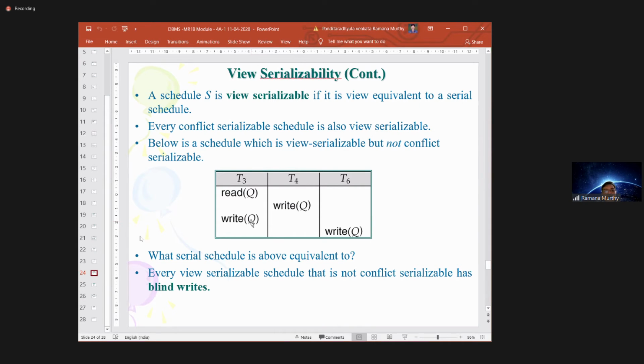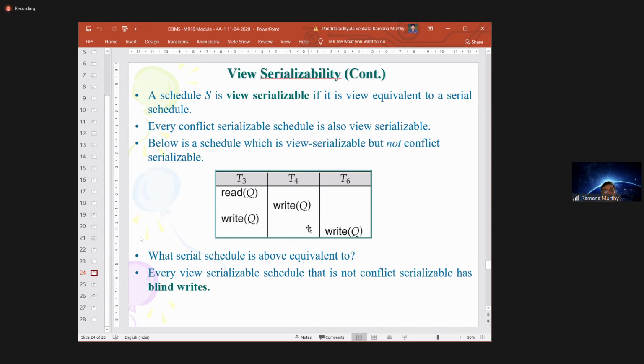Similarly, the modification by T3 and T6 doesn't matter. Okay, it is not conflict equivalence. It can be the final modification is done by T6. Initial reading is done by T3. Okay, it can be view serializable, but we can't obtain for it a conflict serializable schedule. You can obtain for a view serializable schedule.